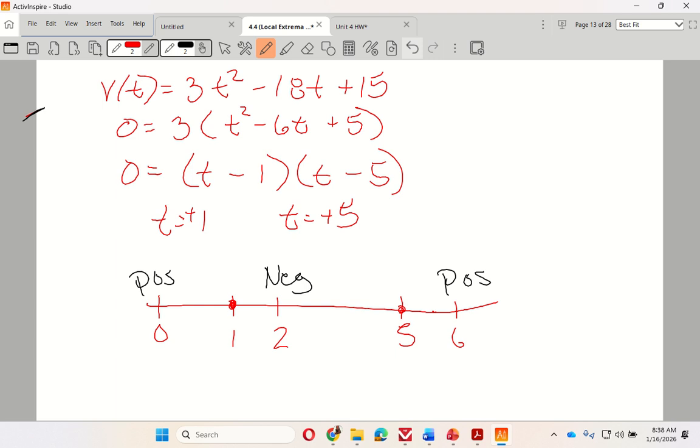All right, so it's asking for increasing. So in interval notation, where's my interval going to start? For increasing, negative infinity to 1. Negative infinity to 1, parentheses, union, then 5 to infinity.